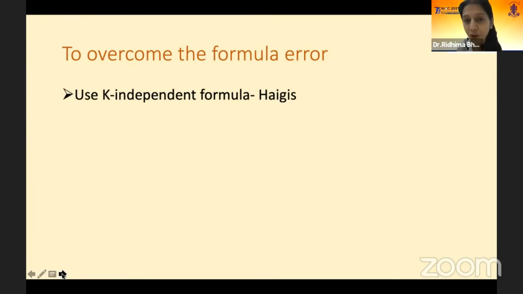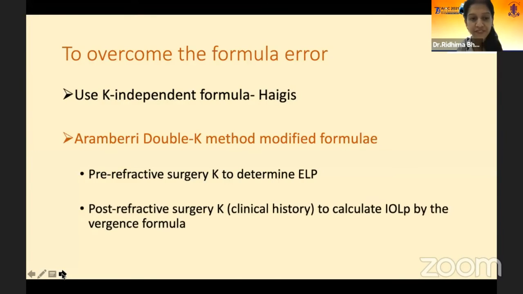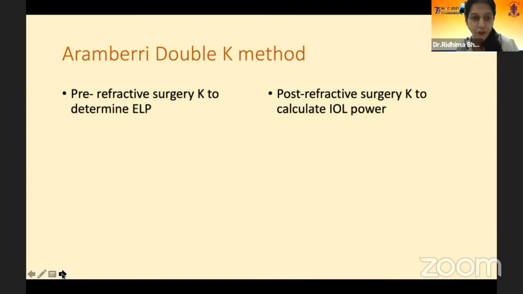So to overcome the formula error, what options do we have? Either we use K-independent formulae, like I had mentioned earlier, or the Aramberri double K method of modifying the third generation formulae. What this does is, the pre-refractive surgery K is used to determine the effective lens position, and the post-refractive surgery K is used to calculate the IOL power in the formula.